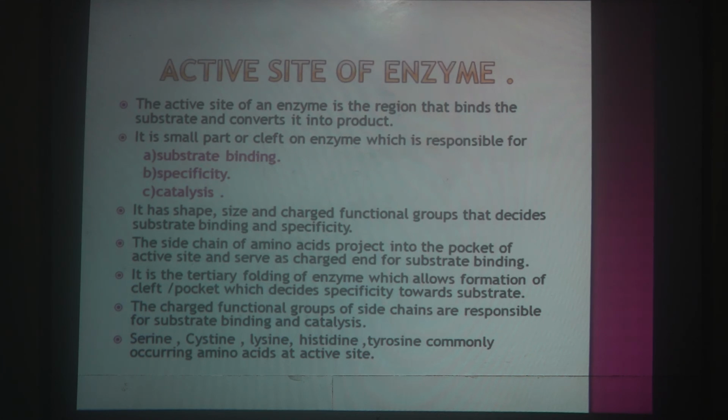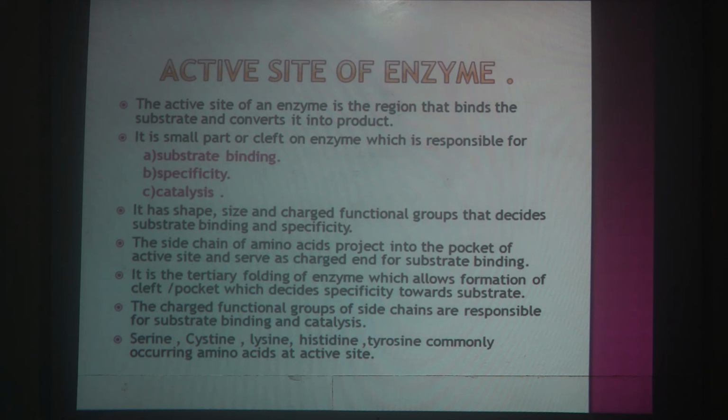Next is the active site of an enzyme. What is meant by the active site of an enzyme? The active site of an enzyme is the region that binds the substrate and converts it into the product. On the active site, the substrate is binding. It is a small part or cleft on the enzyme which is responsible for substrate binding, specificity and catalysis. Actually, catalysis occurs on the active site of an enzyme.